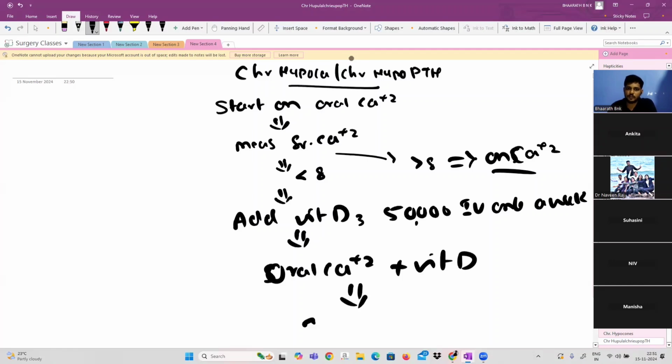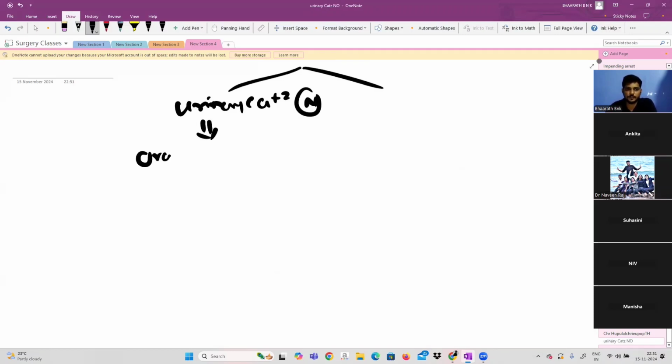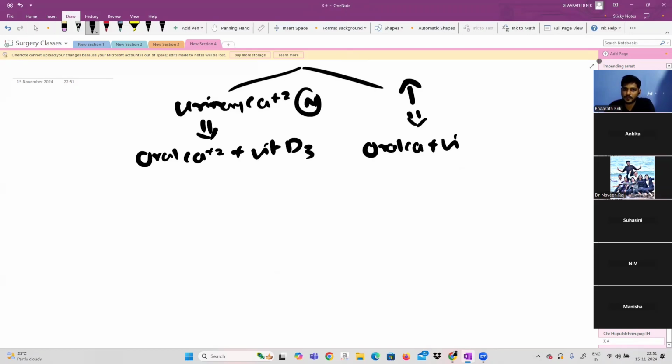Now you measure serum calcium again after 1 month. Along with that, you measure urinary calcium. Now, if you find that the urinary calcium in such patients is normal, you continue these patients on oral calcium plus vitamin D. But if the urinary calcium is increased, right, then you need to add a drug which will inhibit the urinary excretion of calcium. So you continue these patients on oral calcium plus vitamin D3.